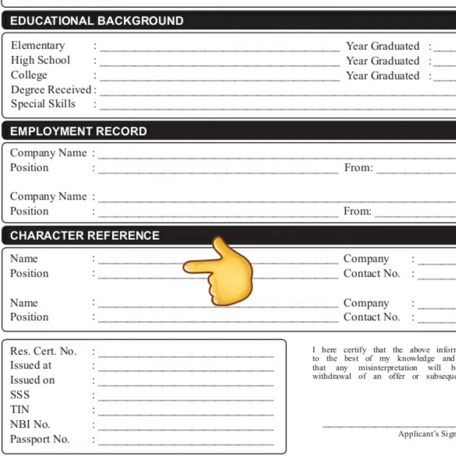The next one is the character references. These sections list people who know you and who can give the employer an idea of what kind of person you are. Kaya, hindi lang pangalan ang lalagay ninyo, but also the contact number of the character references. And normally, employers contact these people and ask about you. Magtatanong yung employer na yun about you. So, it is necessary that you inform people beforehand.